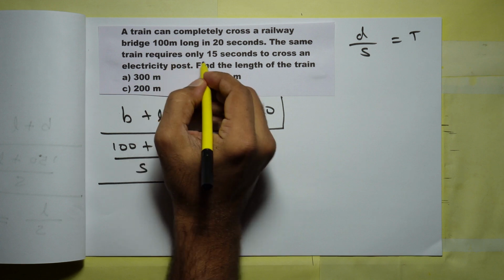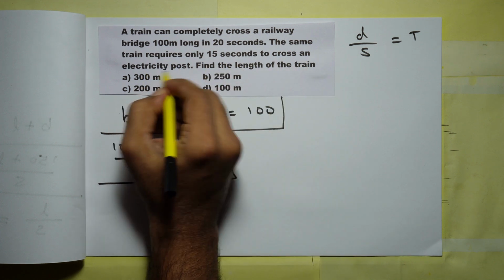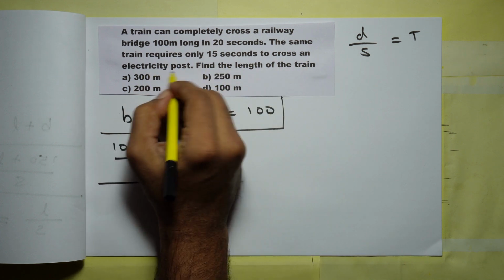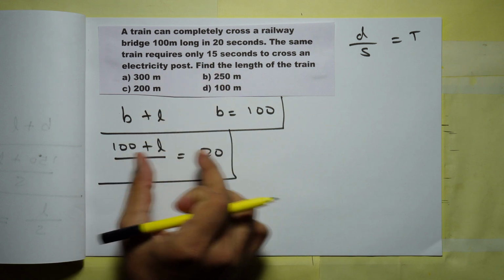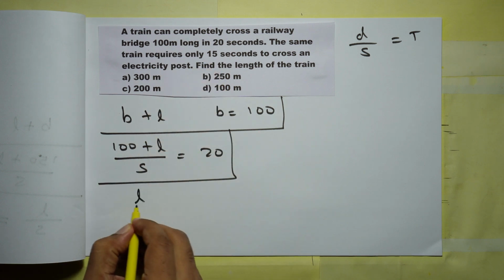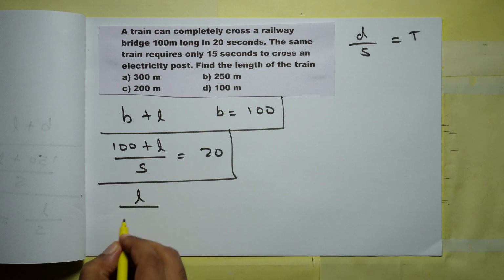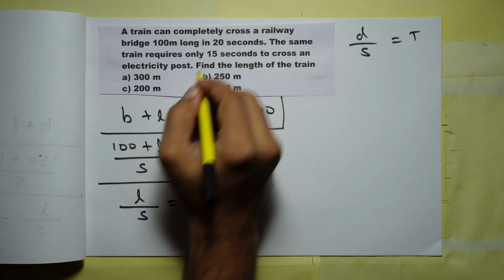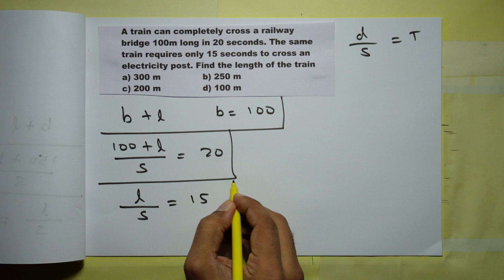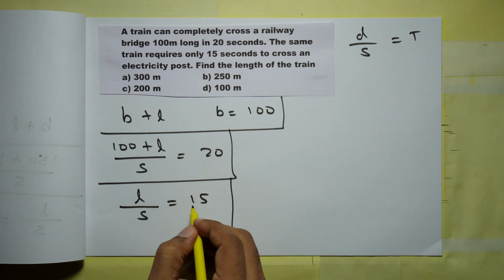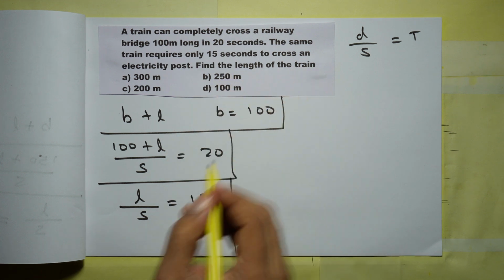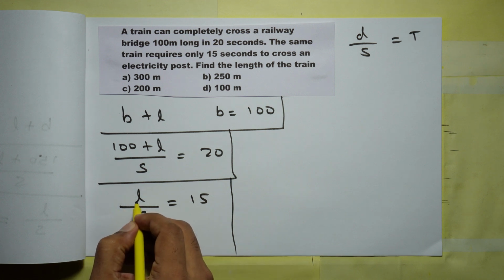The same train requires only 15 seconds to cross an electricity post. To cross an electricity post, its own body length has to be moved. So the distance to be moved is the length of the train divided by speed, and the time required is only 15 seconds. So these are the two equations. Find the length of the train. L is what we need to find out.